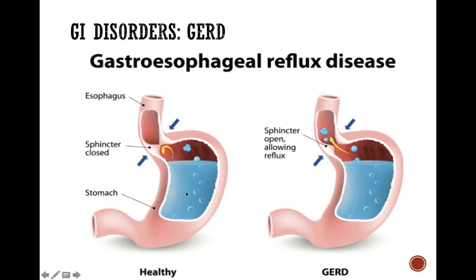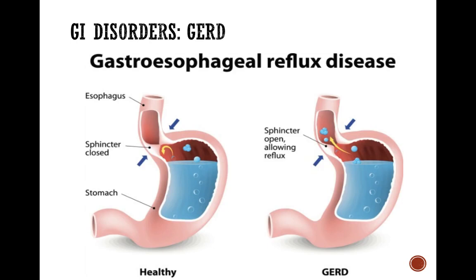the stomach acid. Now, as someone who has GERD, for example, what's happening is that sphincter is opened up, and now that stomach acid is going to come up to the esophagus and it burns the inside of the esophageal lining, which means it causes a lot of pain and damages the esophagus.